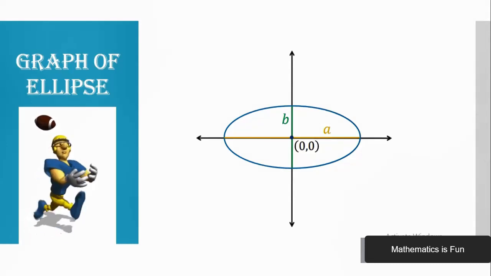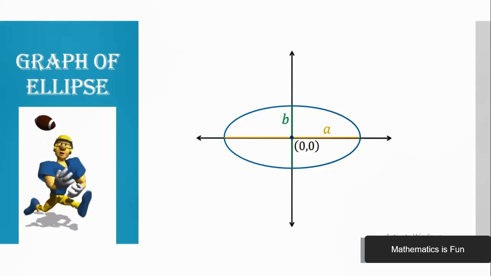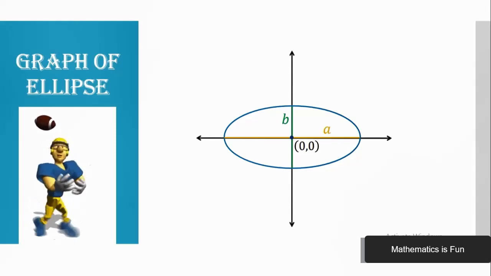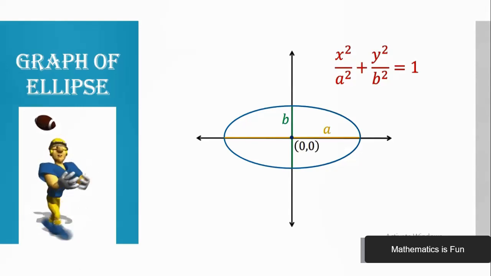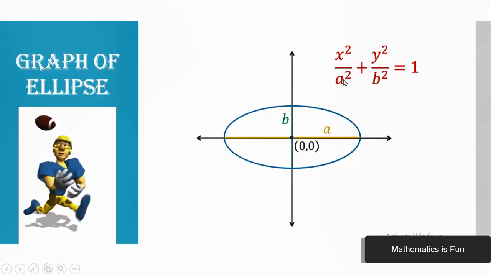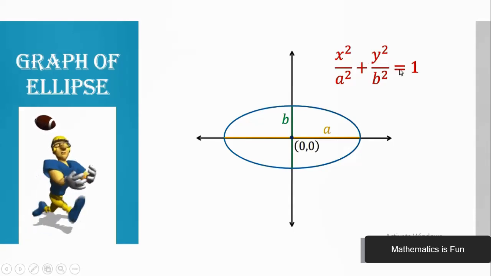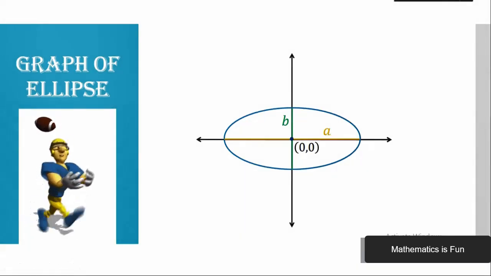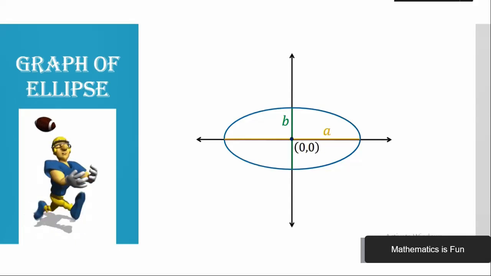Now if h and k take the value 0, then the center of the ellipse would shift to the origin and it would have this equation: x squared divided by a squared plus y squared divided by b squared is equal to 1. That ends this section. So let's now study the parabola.